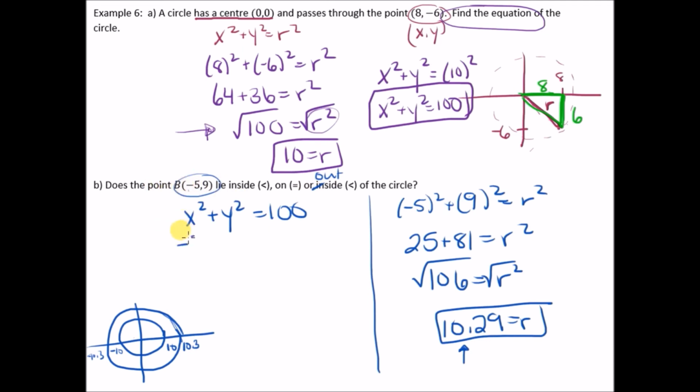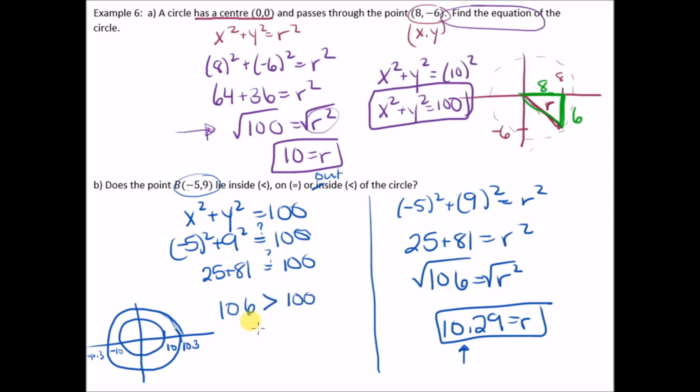So let me show you this. All I would do is actually sub in these two numbers, and I put a little question mark over here. Okay, so negative 5 squared plus 9 squared doesn't equal 100. So we have 25 plus 81. Okay, doesn't equal 100. So when we have 106, well, this is greater than 100. So because it's greater than 100, therefore, negative 5, 9 lies outside of the circle.